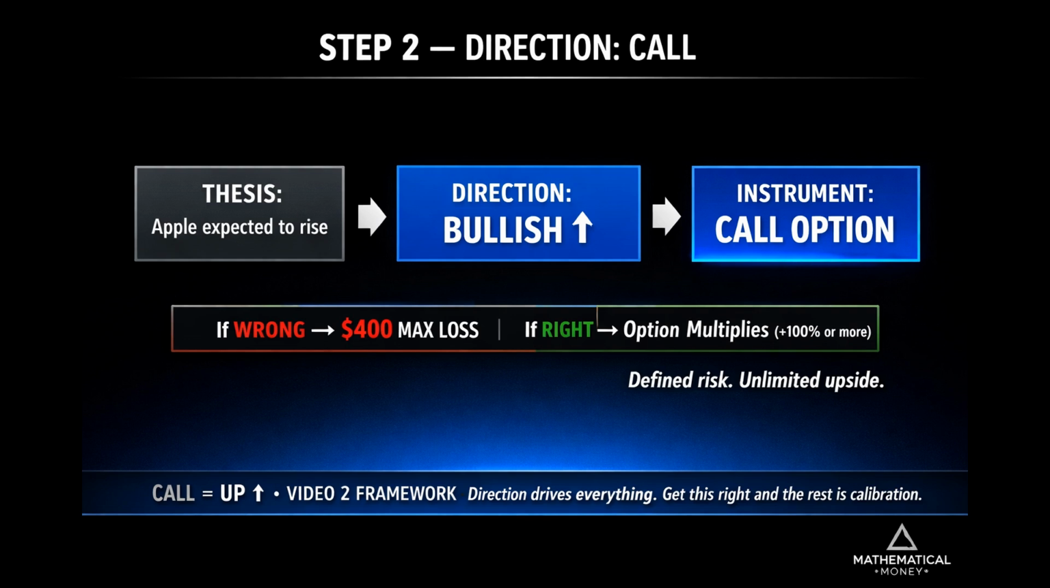One thing worth noting here: you are not certain Apple will rise. No one is ever certain. What you are doing is expressing a probability-weighted view with a defined maximum loss. If you are wrong, you lose the premium you paid, and nothing more. If you are right, the trade pays multiples of that premium. That asymmetry is why options exist. The call is the right instrument for a bullish thesis with defined risk.